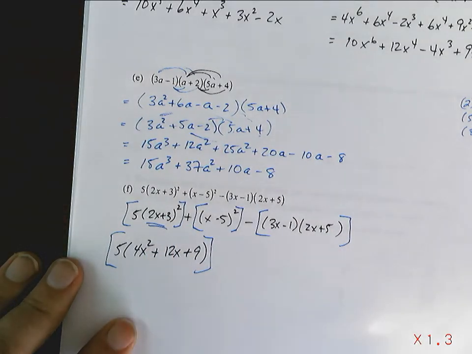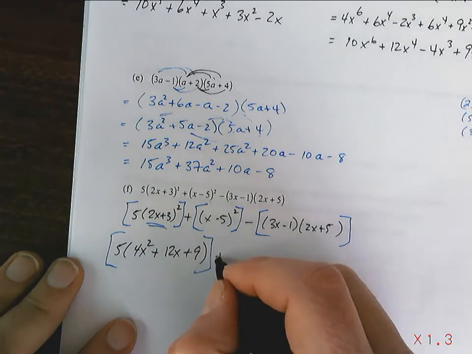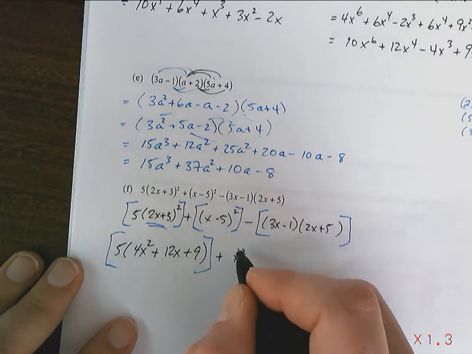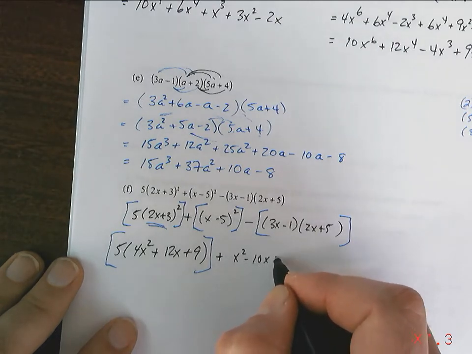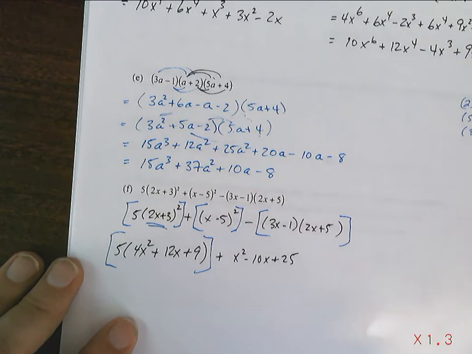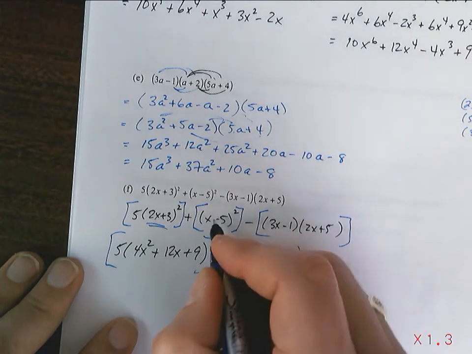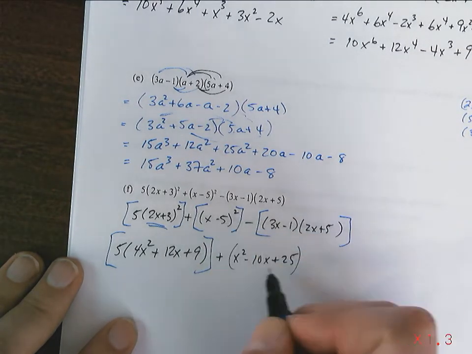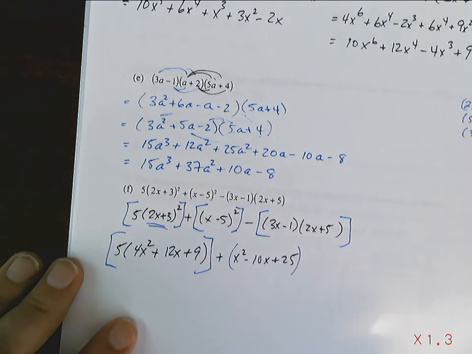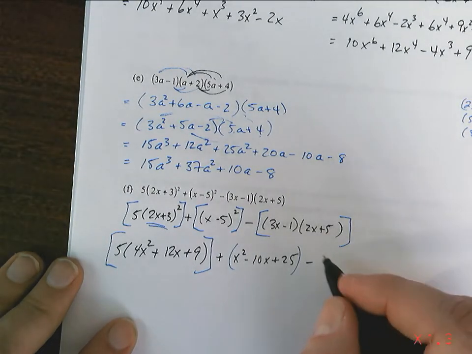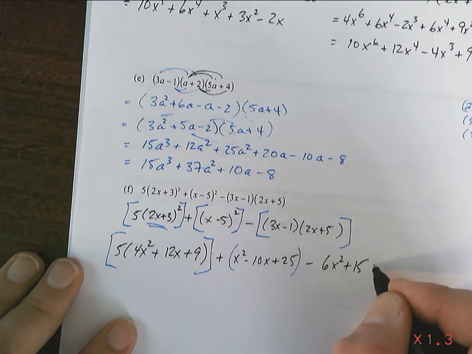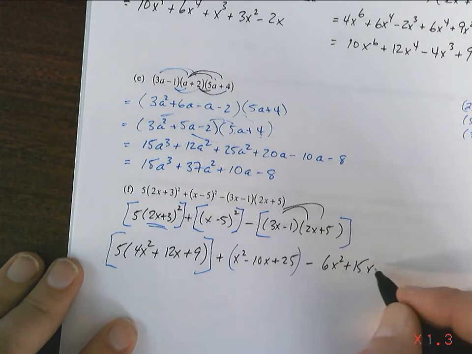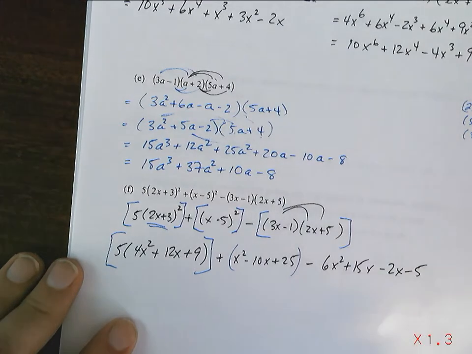Okay? Then the next one is going to be x squared minus 10x plus 25. And again, I used the expansion. This squared, this times 2, this squared. And lastly, we're going to do 3x times 2x, which is 6x squared, plus 15x, minus 2x minus 5.